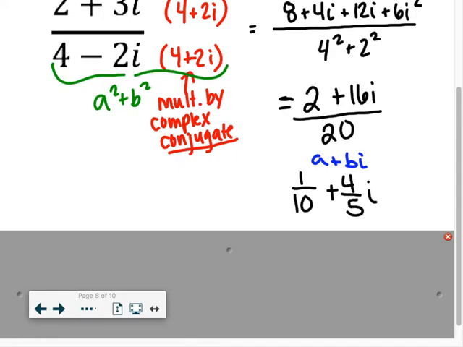Okay. So complex numbers are going to be included on your quiz tomorrow. Definitely practice those divisions on the homework and check your answers in the back of the book for the odd problems. That way you know you're doing it right.